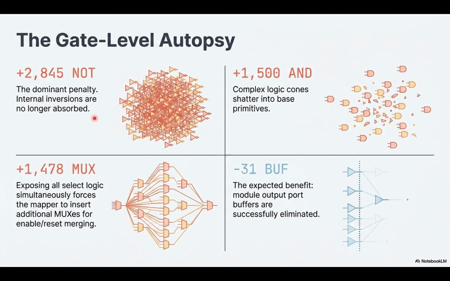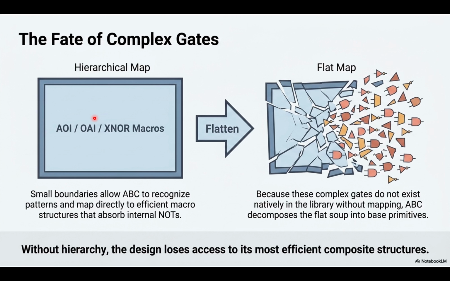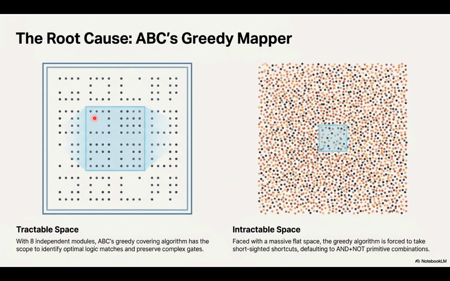If we connect this to the bigger picture, it really comes down to how the ABC tool's brain mechanically functions under pressure. Okay, tell me about its brain. ABC uses something called a greedy covering algorithm. It is an incredibly smart piece of software, but greedy means it makes the optimal local choice at each step, hoping it leads to a global optimum. Right. When ABC works hierarchically, it's looking at modules that range from a very manageable 245 cells up to about 45,000 cells.